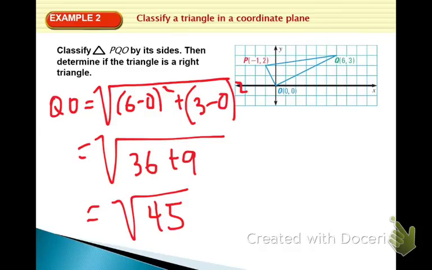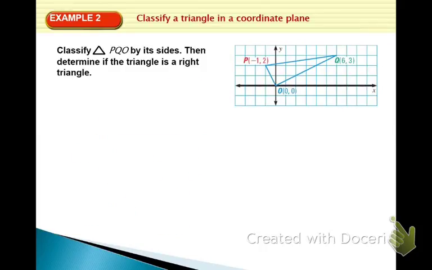Then the last one we have to do is from P to Q. Go ahead and do that one yourself. Do the distance formula from P to Q yourself, and then we'll compare the distances.